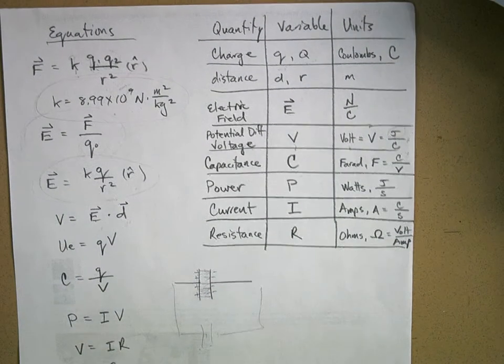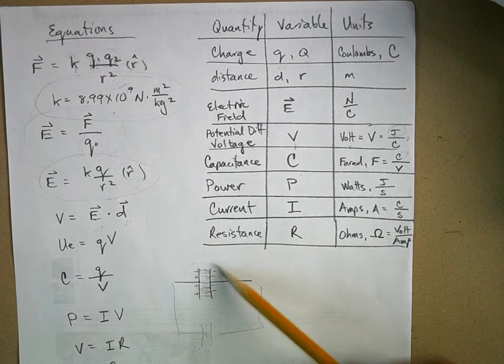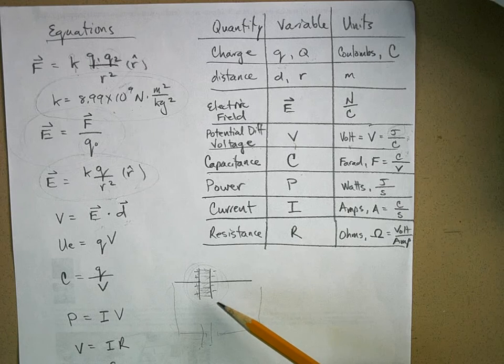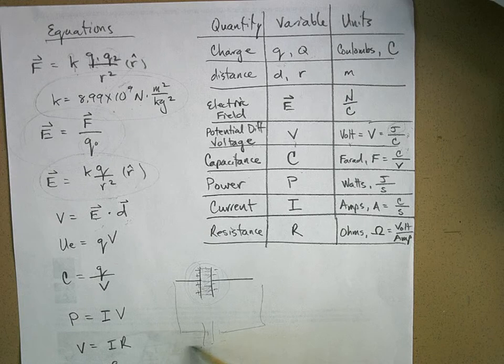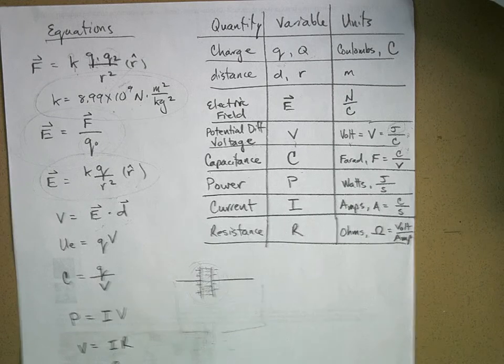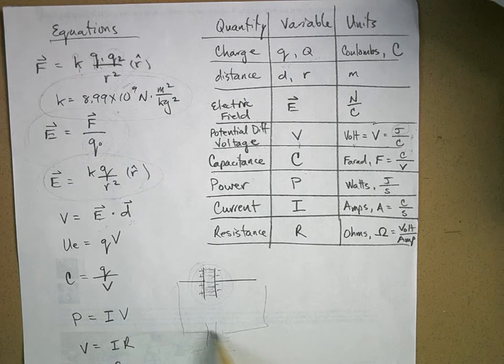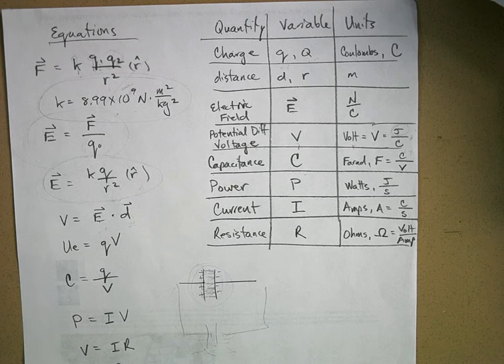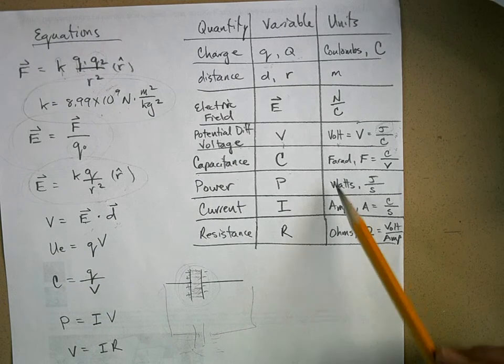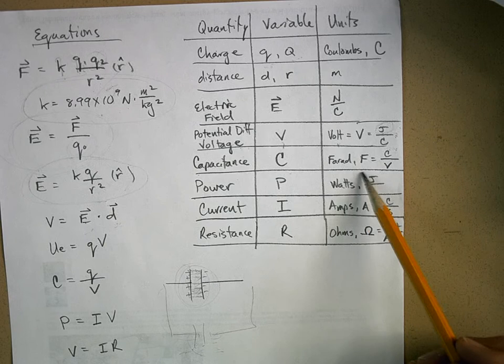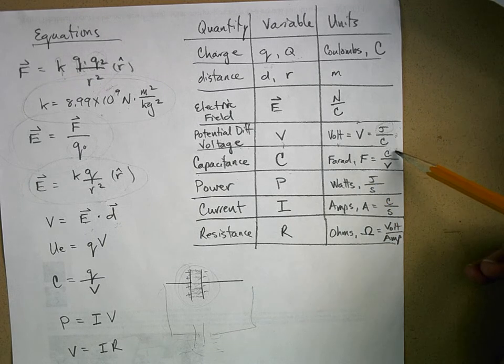But the capacitance of this capacitor is just defined to be how much charge I get on the positive plate per volt that I put across, using this battery or whatever your voltage source is. And capacitance is measured in farads. We use capital F for farad, and it's coulombs per volt.